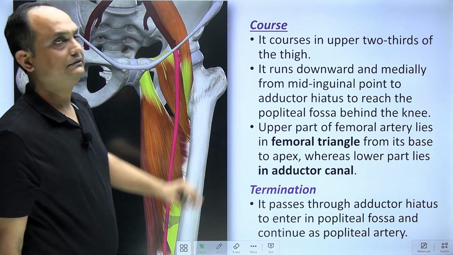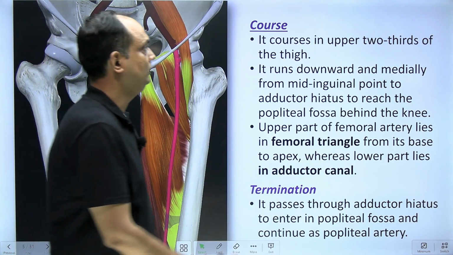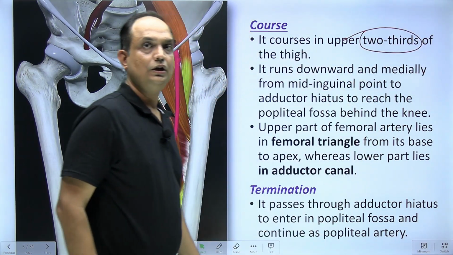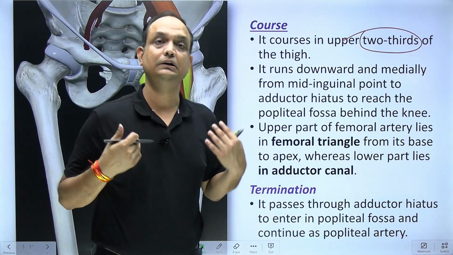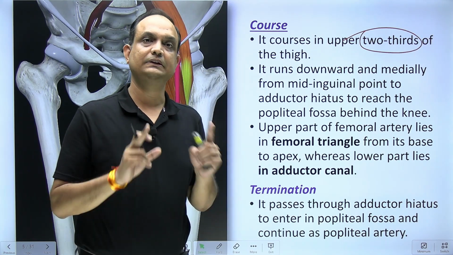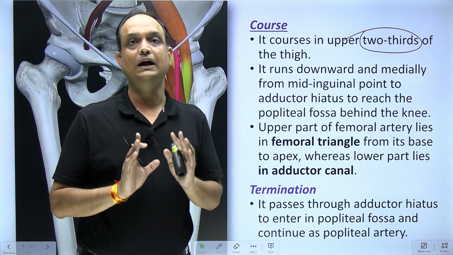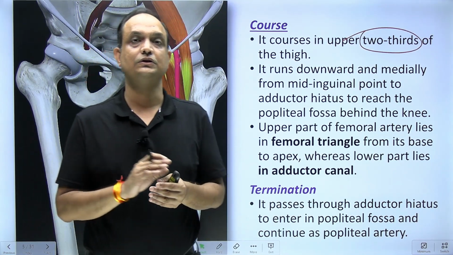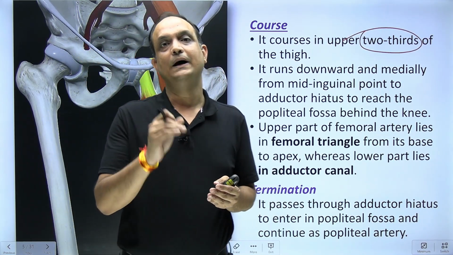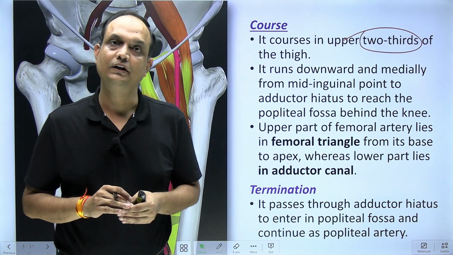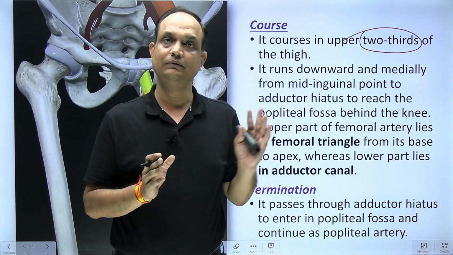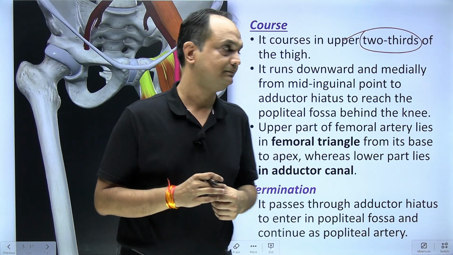So, dear students, that is why it is only present in the upper 2/3 part of the front of the thigh. You will not find the femoral artery in the whole length. It is present only in the upper 2/3. Why upper 2/3? Because the artery disappears at the junction of 2/3 and 1/3 by entering into the popliteal fossa posteriorly through the adductor hiatus. So, that will come in the coming part of the lecture.